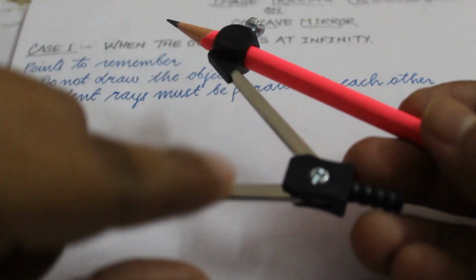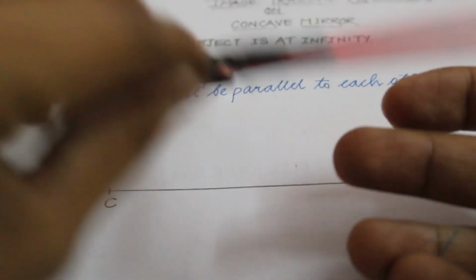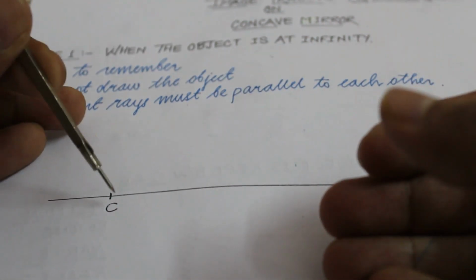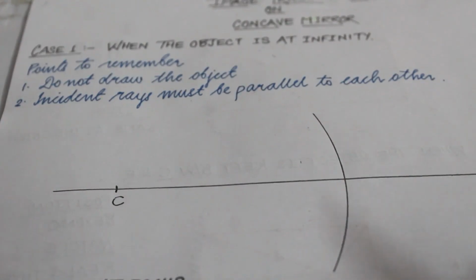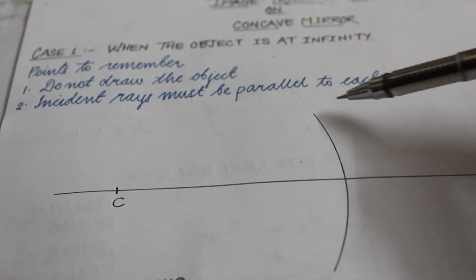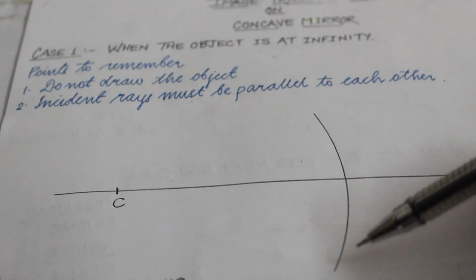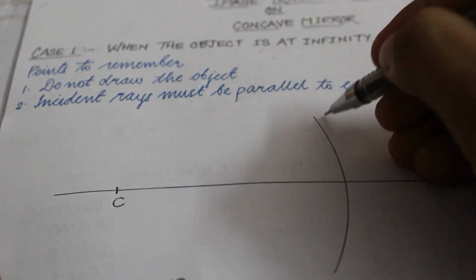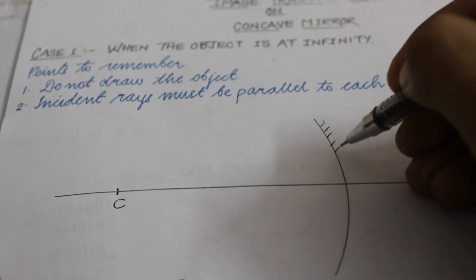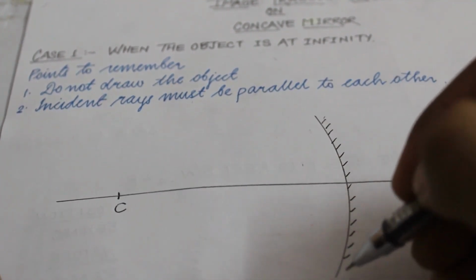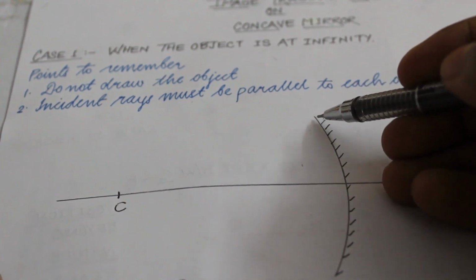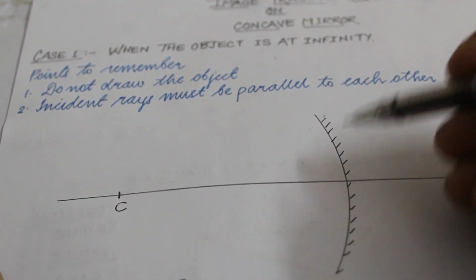Next step will be to take the radius at 8 centimeter, put it on C and draw an arc. As you can see, I have drawn an arc. This arc will behave as a spherical mirror. If it is a concave mirror, I will shade it over this side, and if it is a convex mirror, I will shade it in the inner side.